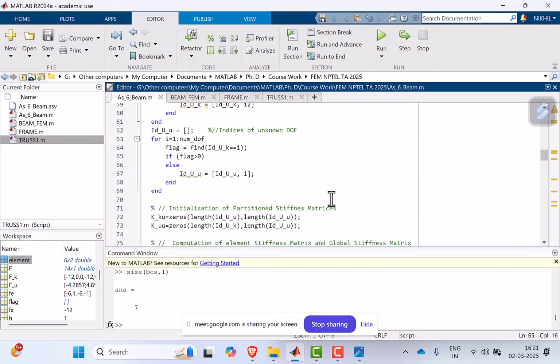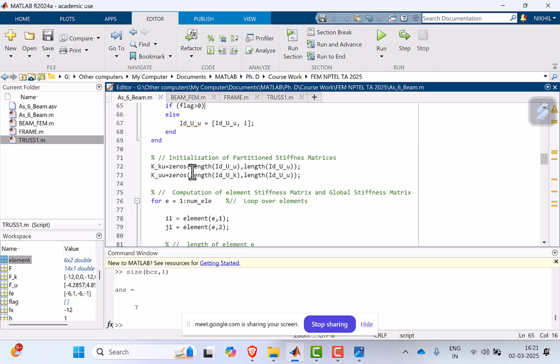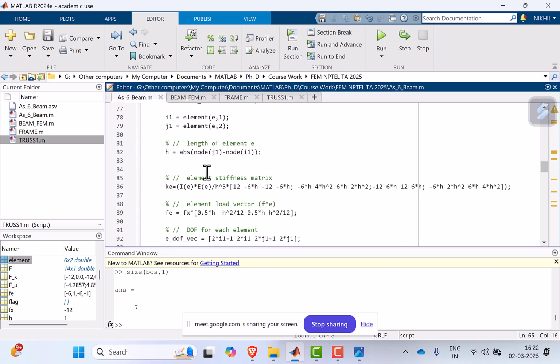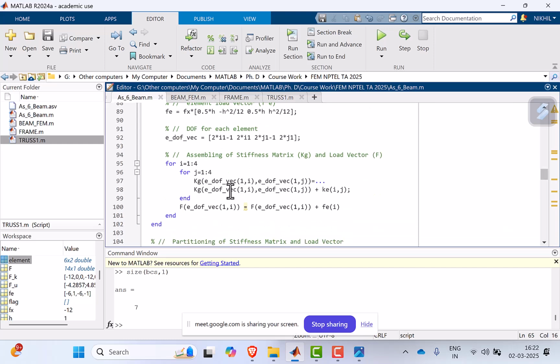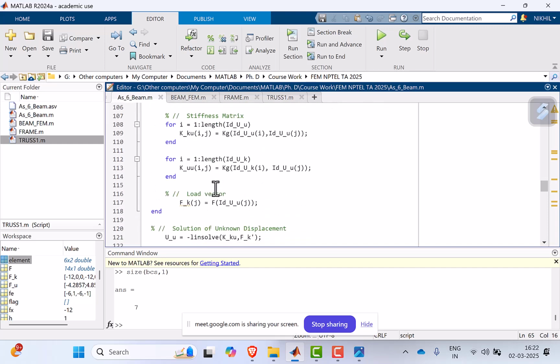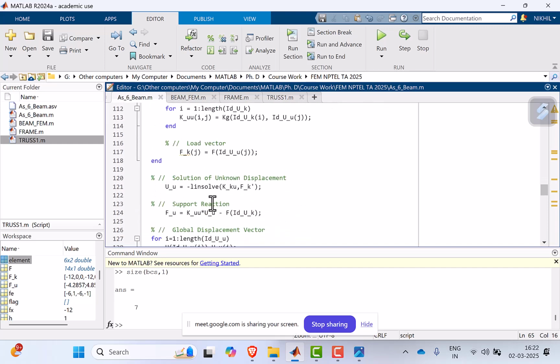Now what we are doing, we are putting the zeros for k, ku and kuu, which is known and unknown value of k, and we are putting the values of the k matrix for each of the elements, calculating with the formula which is already discussed in the class, and we are solving it using linsolve. What linsolve does is, you don't have to take the inverse of the k matrix and then do the solution, because the inverse function takes too much time in MATLAB.